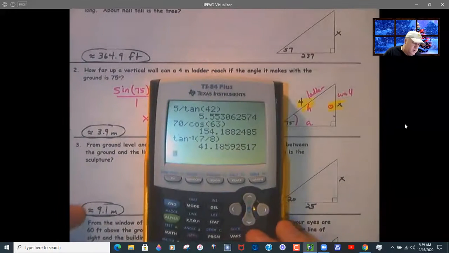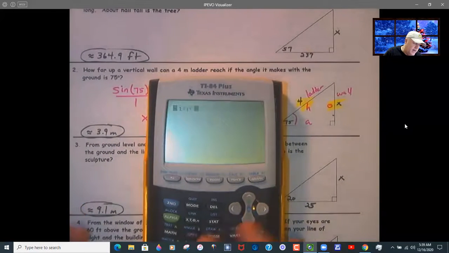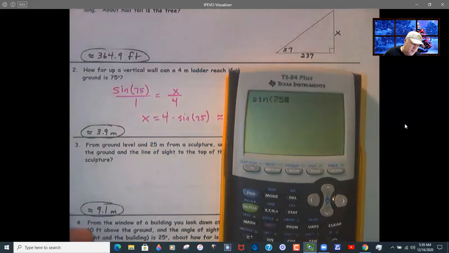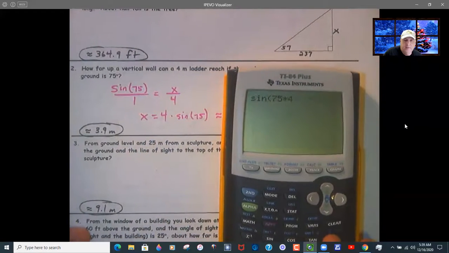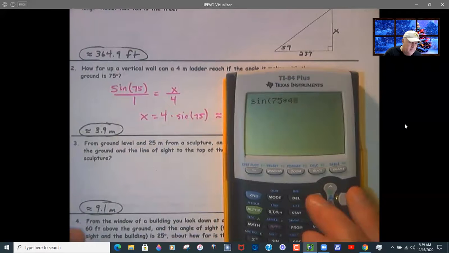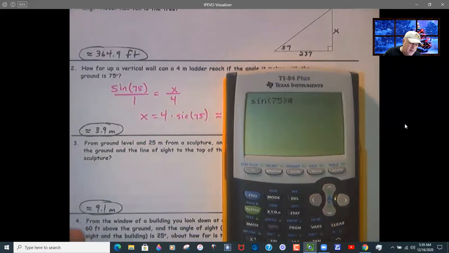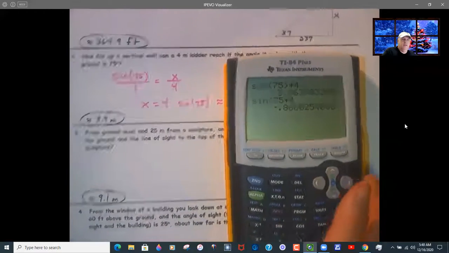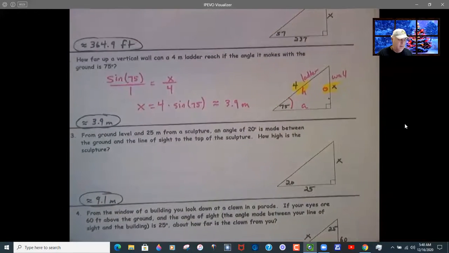And make sure that you don't make this mistake. This absolutely drives me crazy. That is not what you do. Do not do that. If you're going to do the sine of 75 first, you have to close it up, 3.9, or else you're doing sine of 75 times 4, which is some huge angle. Do not do that. That just drives me crazy.